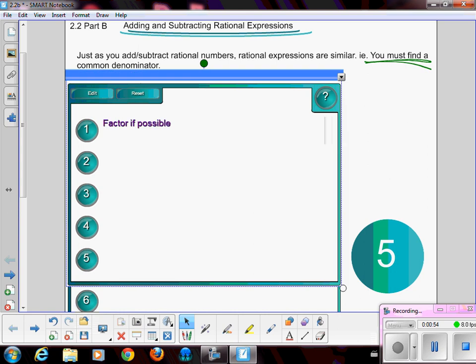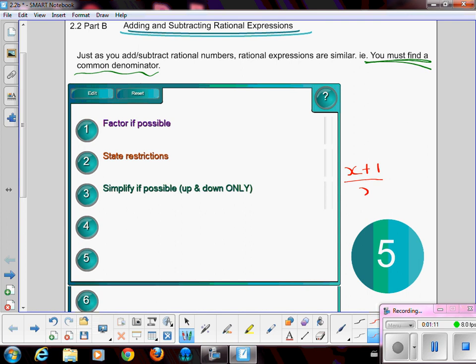Okay, step number 1, factor if possible. Remember this whole section, if unsure what to do, factor. State any restrictions. Simplify if possible. And when I'm talking about simplifying, it is up and down only, because I cannot simplify this down here with this one over here, because there's addition here. The same thing is true if it was subtracting. You're just not allowed to do that.